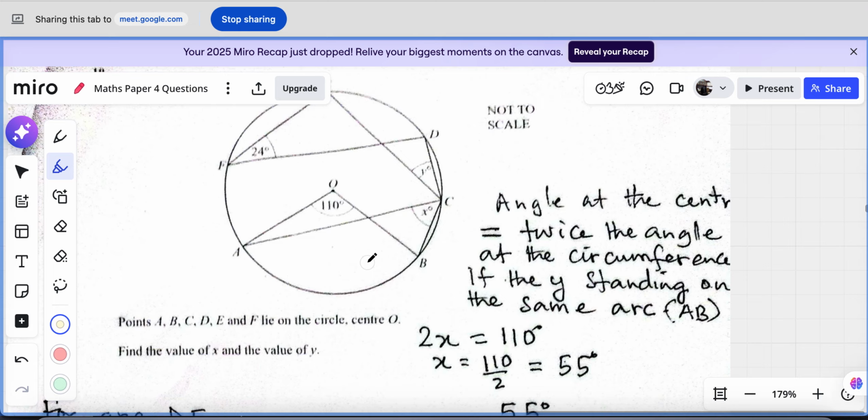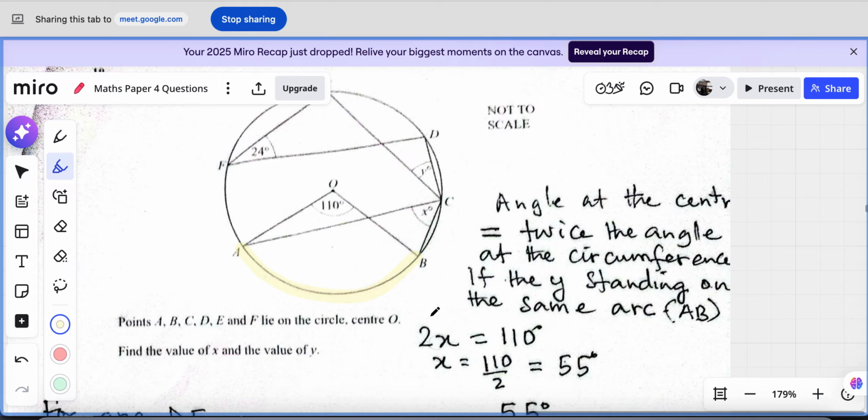So let's take a look at this. Angle at the center, where's the angle at the center? 110 is the angle at the center. They are standing on this arc AB. This 110 angle at the center is standing on which arc? AB. For any angle standing on the same arc, the angle at the center is twice the angle at the circumference.